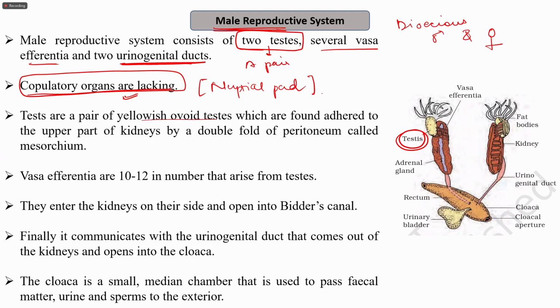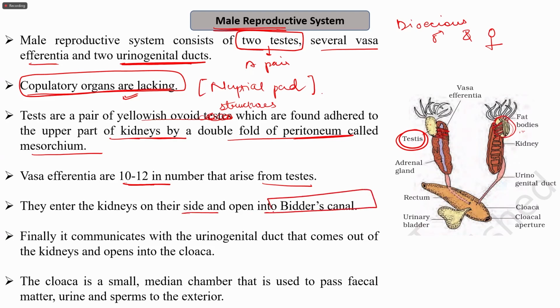So the nuptial pad is formed for clasping the female during mating. Testes are a pair of yellowish ovoid structures which are found adhered to the upper part of the kidneys by a double fold of peritoneum called the mesorchium. Vasa efferentia are 10 to 12 in number and arise from the testes. They enter the kidneys on their side and open into the Bidder's canal.